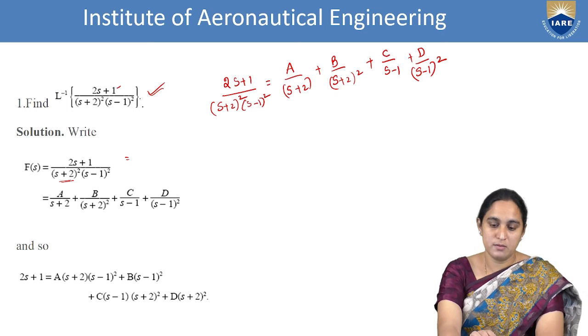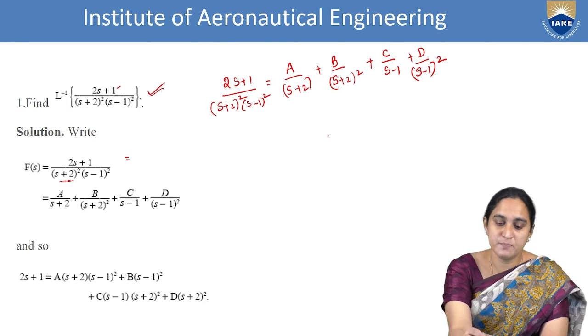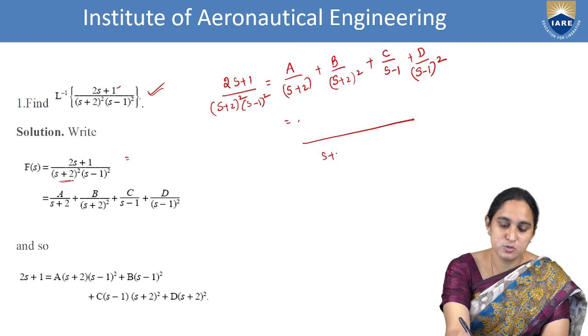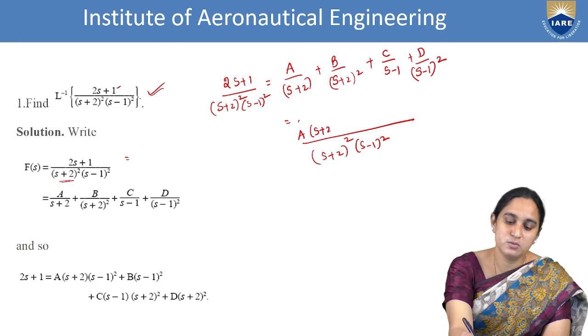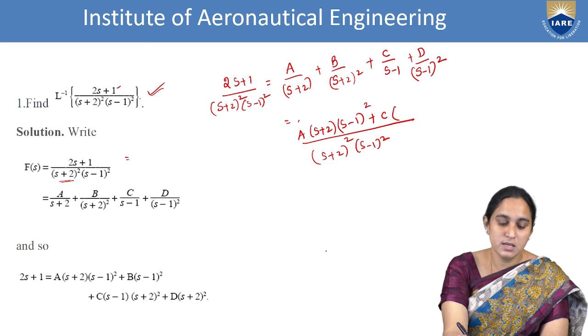How do we get the A, B, C, D values? Here I take the LCM of the RHS part, that is (s+2) whole square into (s-1) whole square. Then A into (s+2) into (s-1) whole square plus B into (s-1) whole square plus C into what?